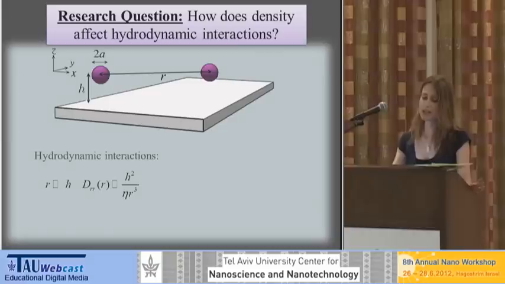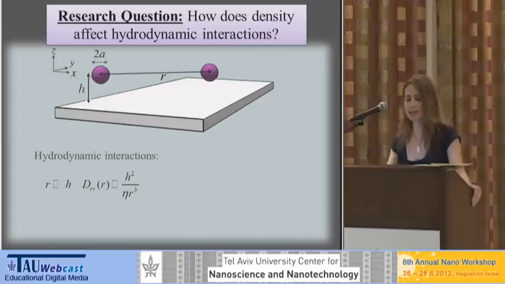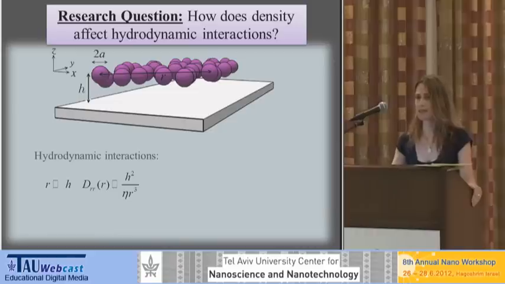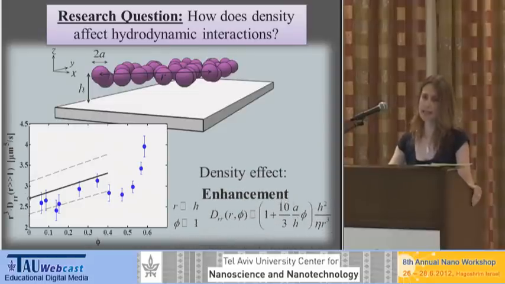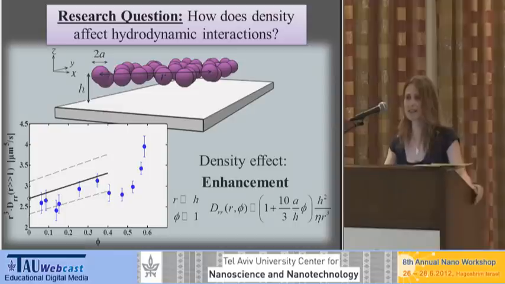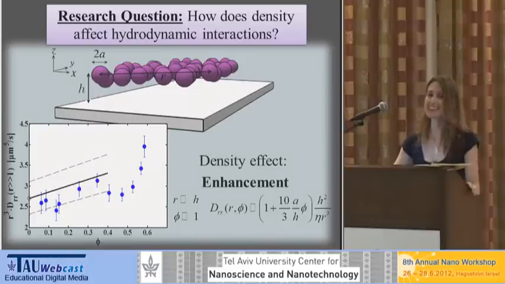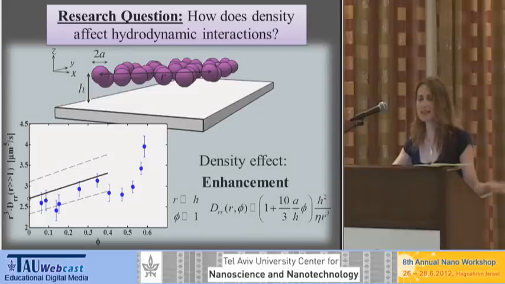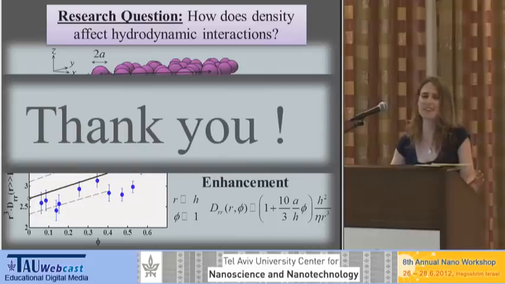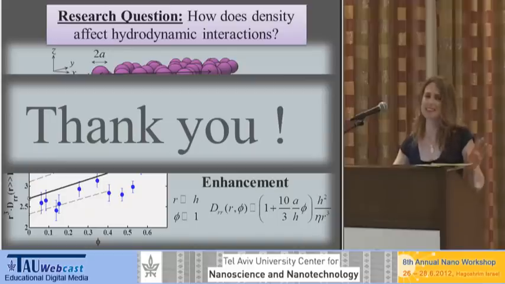So our research question was, how does density affect the long-range correlated motion in this case? Meaning, if we add more particles to the two-dimensional suspension, what will happen? We found, both theoretically and experimentally, that the density enhances the long-range correlated motion, opposite to the case of unconfined suspension. In terms of effective viscosity, the effective viscosity decreases relative to the fluid viscosity as we increase the density, a really surprising and non-intuitive effect. So come to my poster and I will tell you all about the theoretical and experimental details of this surprising effect.